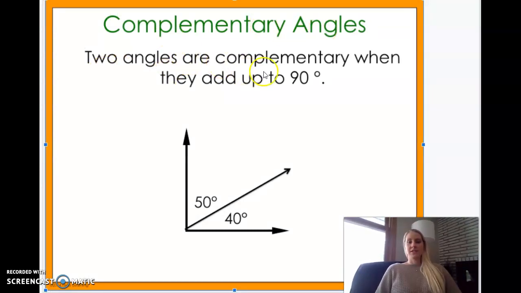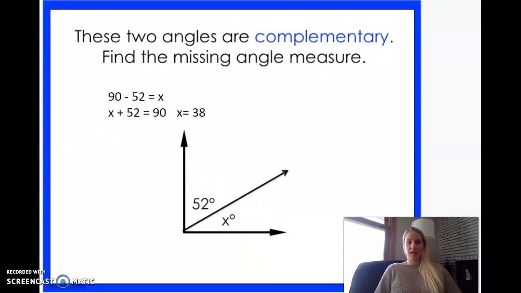So two angles are complementary when they add up to 90 degrees. So here is a depiction of complementary angles. So you have your 90-degree angle, and then you have a side or a leg that is intersecting that angle, making two smaller angles that add up to 90 degrees. So 50 plus 40 equals 90. All right. So these two angles are complementary.